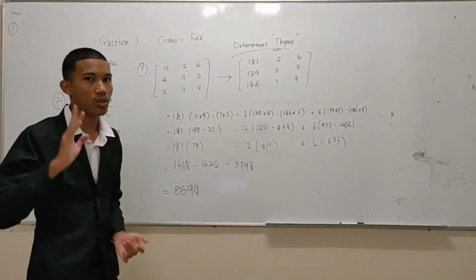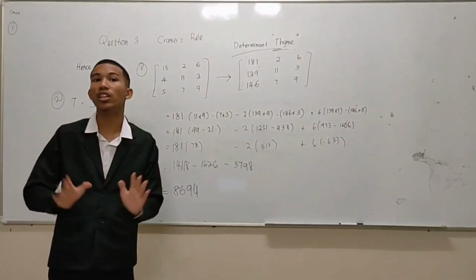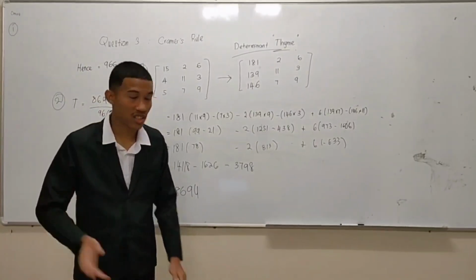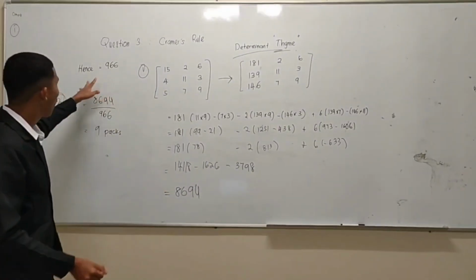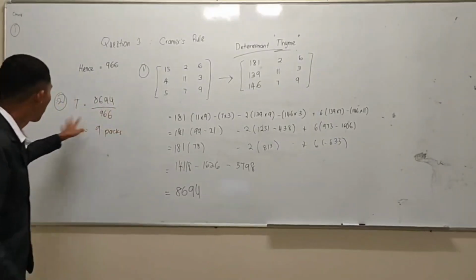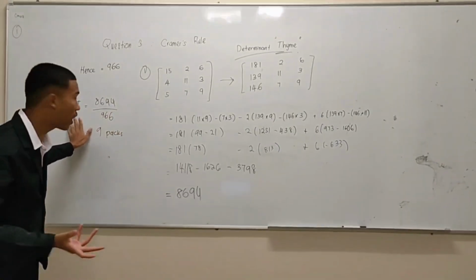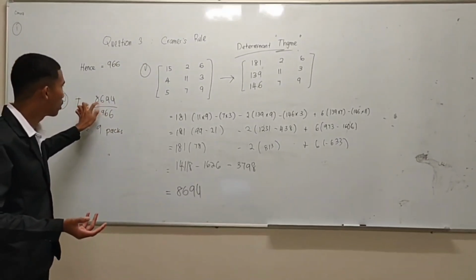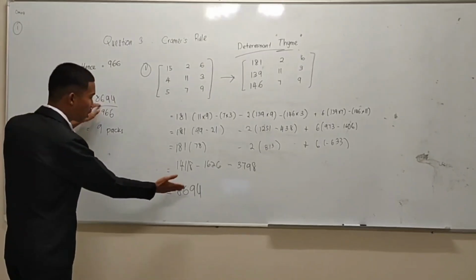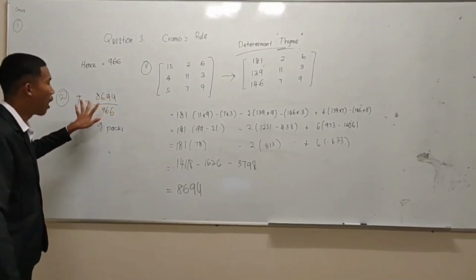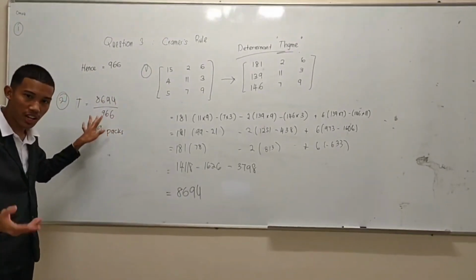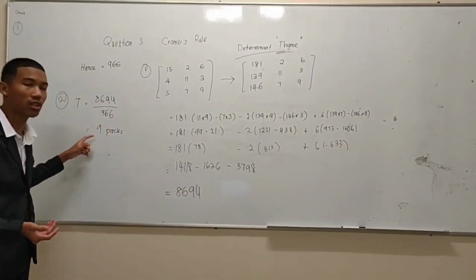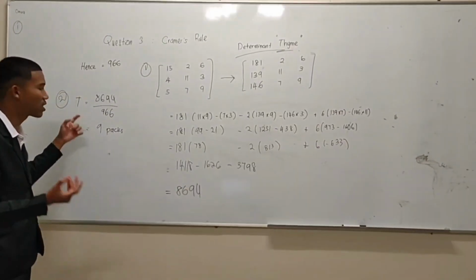Okay, and then we're not done yet. We must remember that our total determinant is 966, and to find the value for thyme we take 8,694 divided by 966, and we get that thyme is 9.